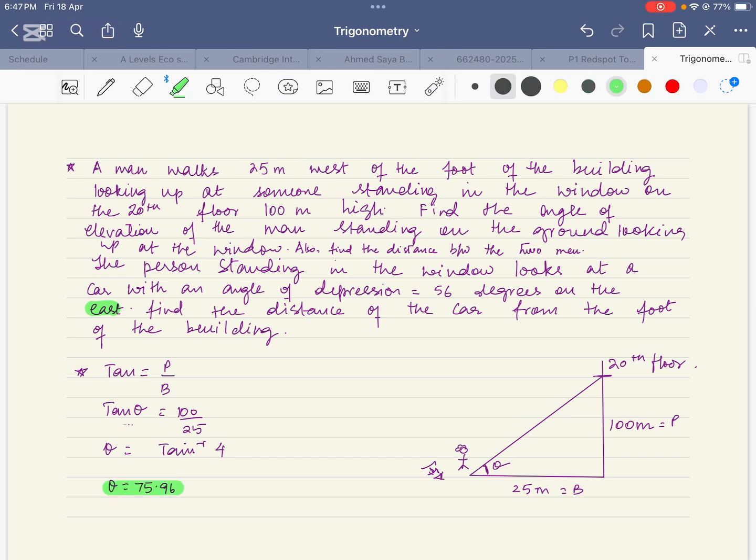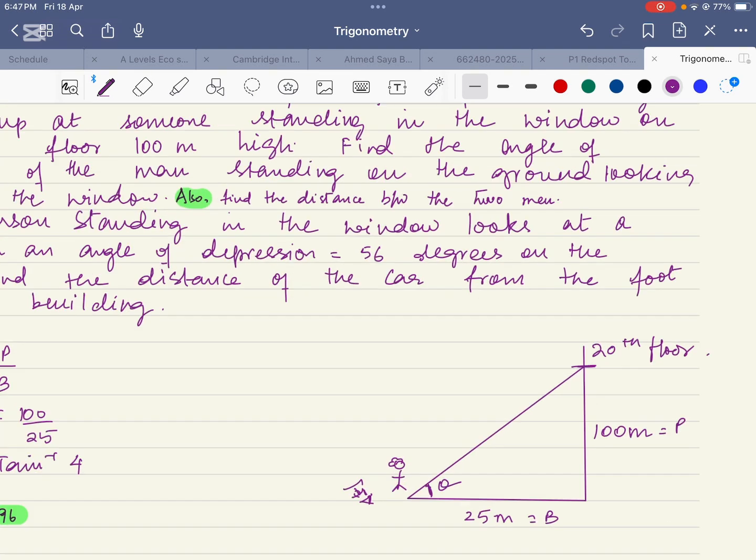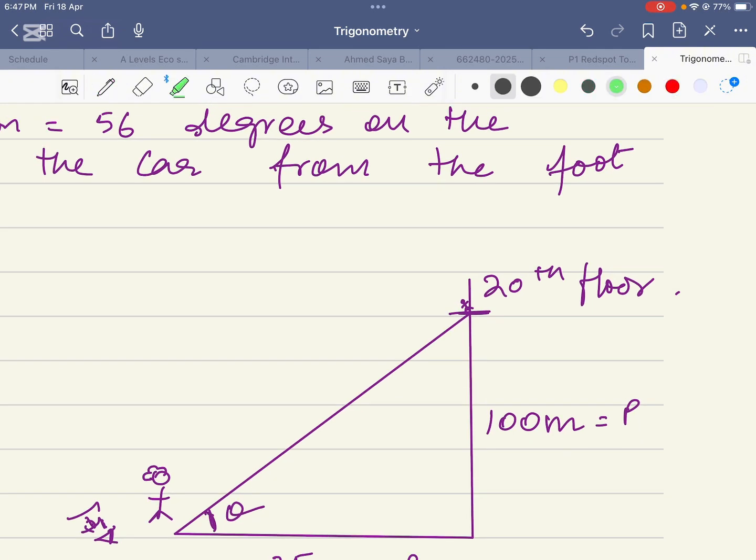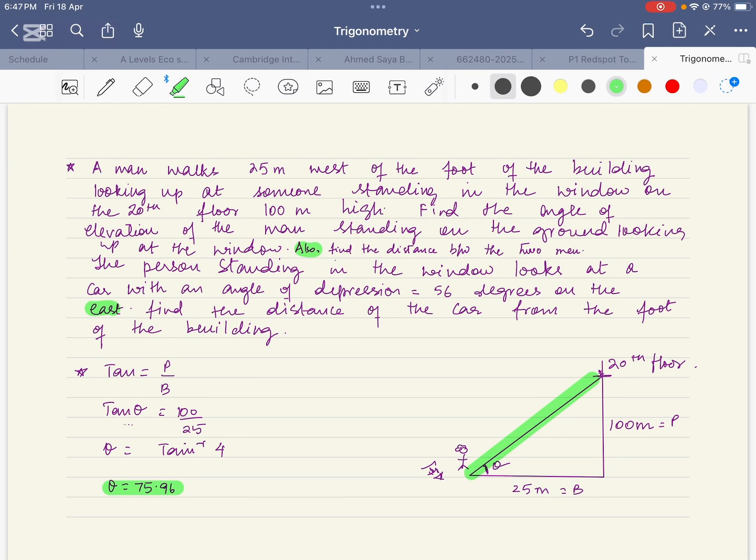Now there's a part B as well. Also, find the distance between the two men. There's someone standing in the window over here, right? Distance between the two men is this one. So now they want us to calculate the hypotenuse.